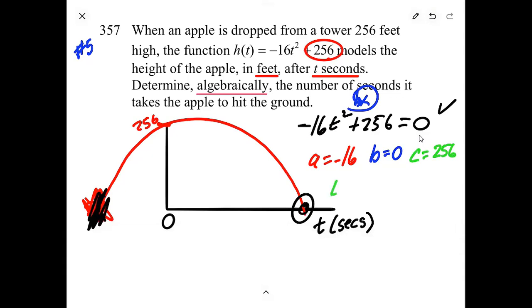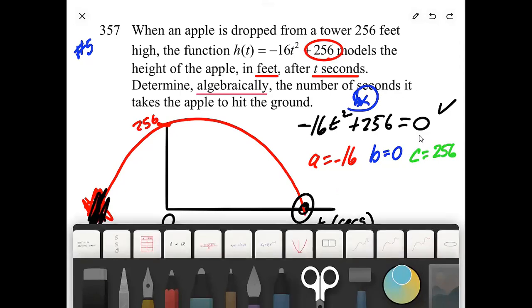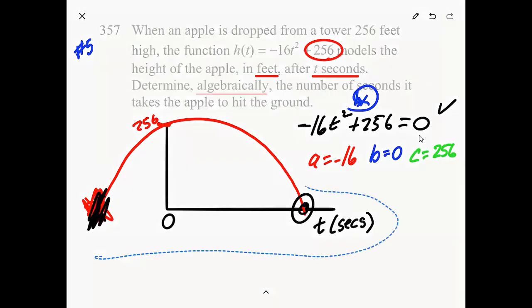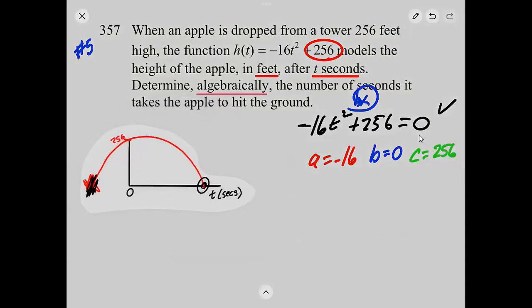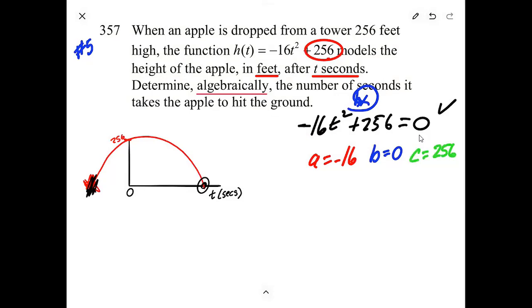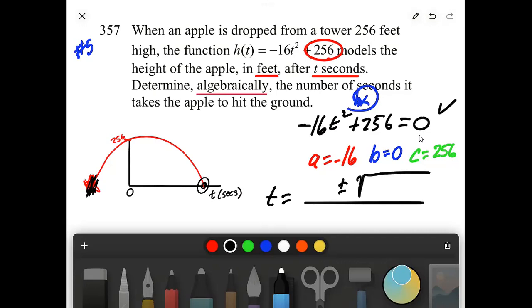Let me make this a little smaller because I'm running out of space. I'm going to put this over here. That drawing, you can still see it because I want you to keep that in mind. But what we're doing here is t equals, and then we're going to have plus or minus the square root of B squared minus 4AC, over 2A.